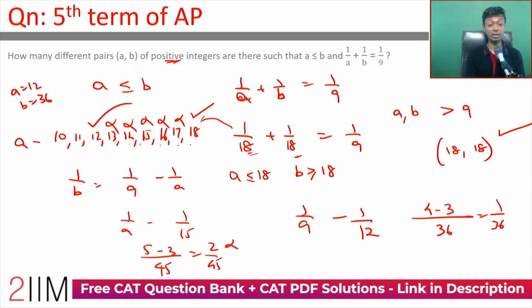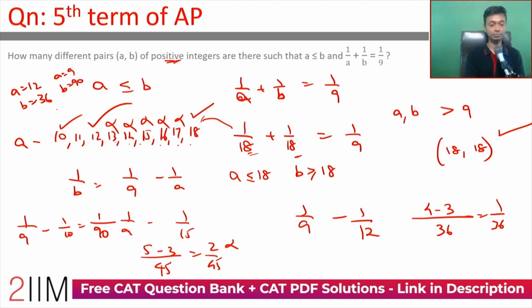11, 1/9 minus 1/11 is 2/99. Doesn't work. 10, 1/9 minus 1/10 is 10 minus 1, 1/90. That can work. 10 works. A equal to 9, B equal to 90 works. So 18 comma 18 works, 12 comma 36 works, 9 comma 90 works.